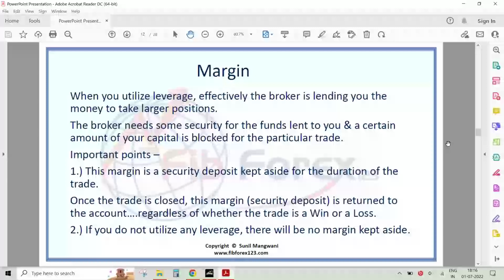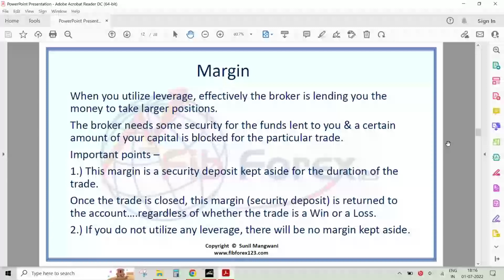So, this margin is a kind of a security deposit kept aside by the broker for the duration of the trade only. So, once your trade is closed, this margin comes back to your account, regardless of whether your trade is a win or a loss. So, it doesn't matter, it doesn't affect your margin amount. This margin comes back. So, it's a security deposit kind of thing. It's your money, it's just blocked for some time.